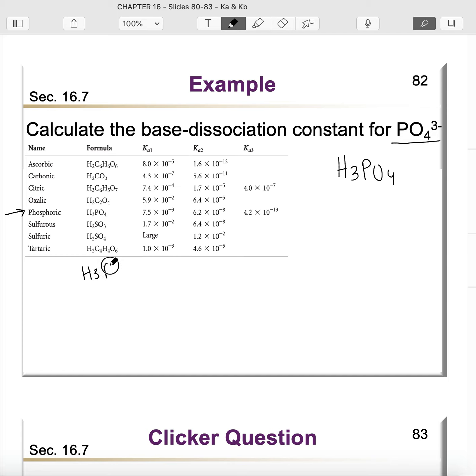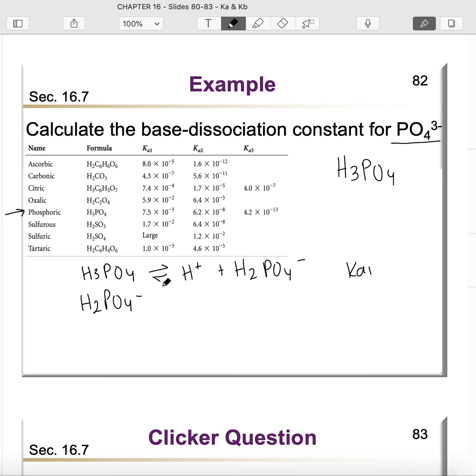The way that I think about it is I start thinking, okay, the first dissociation of taking H3PO4 and dissociating it is going to generate H plus and H2PO4 with a -1 charge. That's my first dissociation, and that one is associated with Ka1. This is not what I need yet, so I need to think about the second and maybe even the third dissociation.